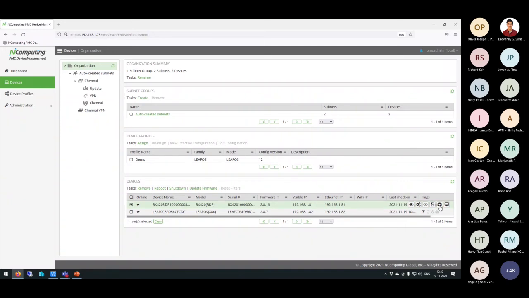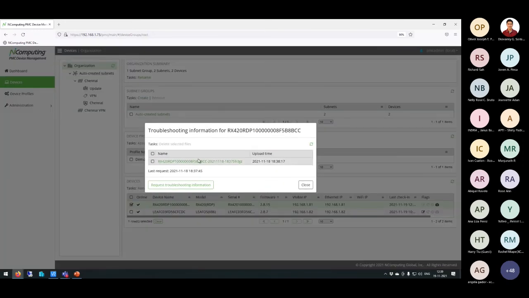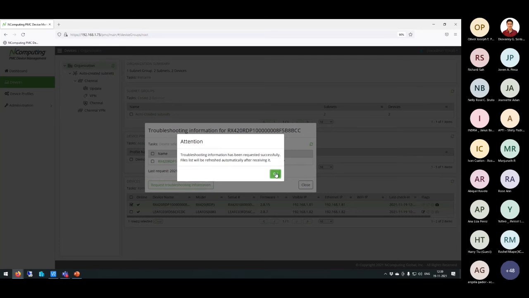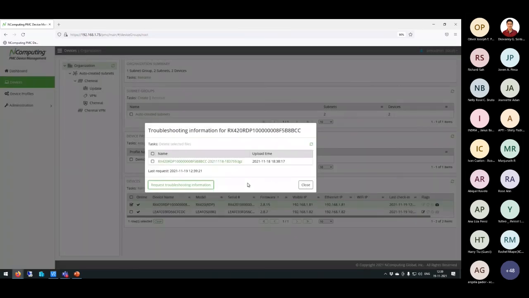This is to get your device support report if there is any issue or anything that needs to be debugged. As a PMC admin, you can directly collect the device support data from the PMC itself. You can request troubleshooting information, then it automatically generates a file, and you can start downloading.